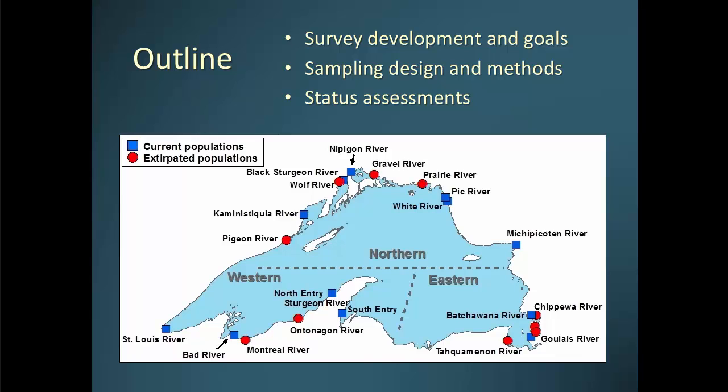And below you can see a map showing all the current as well as expected populations for sturgeon around Lake Superior. And this will be the focus for all the individual status assessments. Also, you can see that I've grouped these tributaries roughly into 3 different regions. This was based off of genetic similarity. You'll see me reference these throughout the presentation.